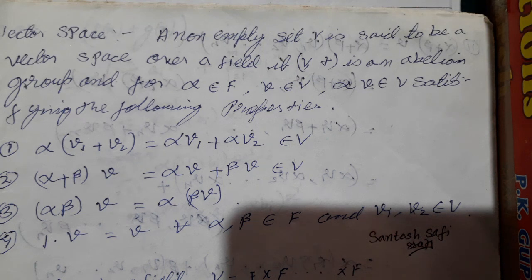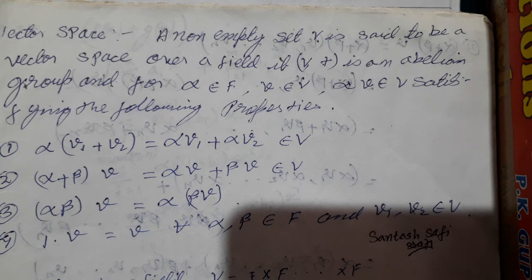Now I'm going to start with unit 5 of H51, that is vector space. So before learning about the vector space, let us revise whatever you have learned in groups. Because we need to know about the group under addition, let us revise what a group is.